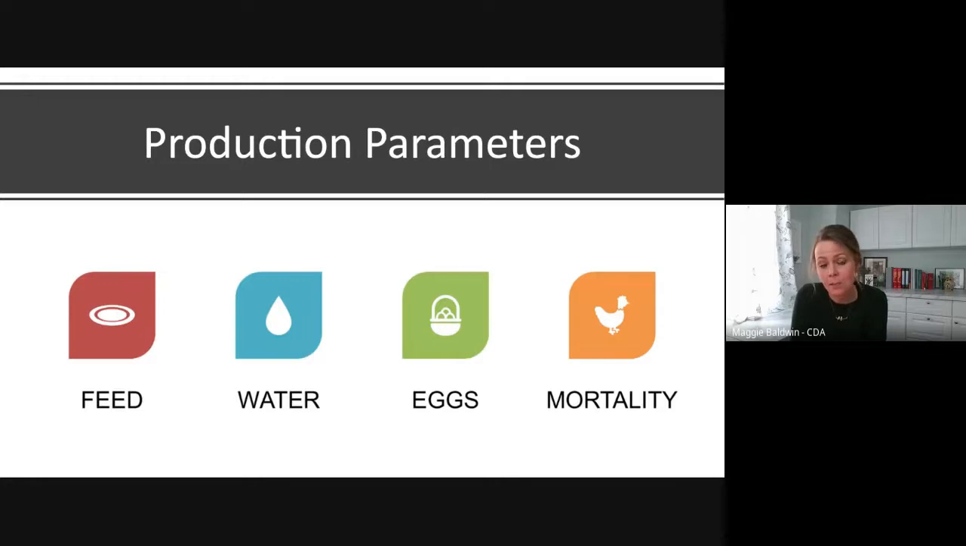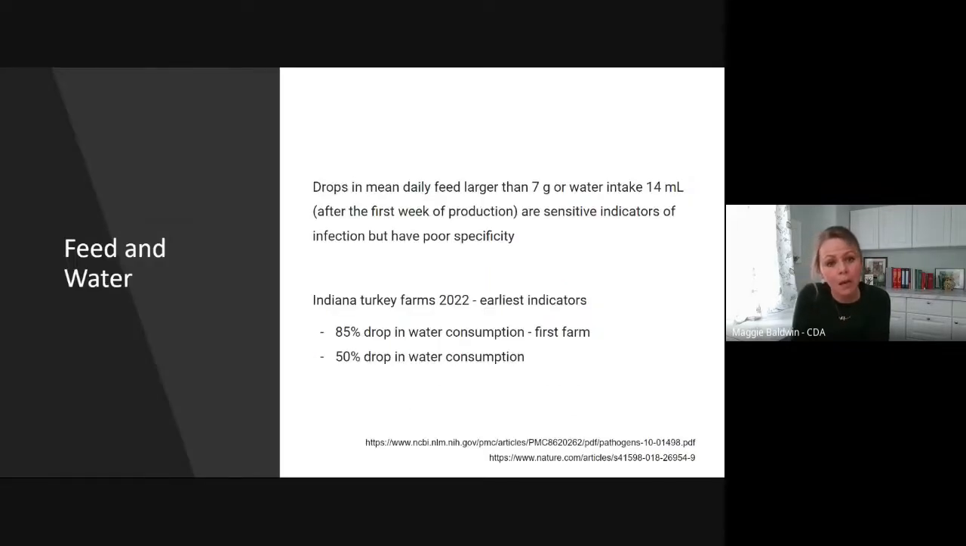So feed consumption, water consumption, egg production, and mortality. Those are all key indicators. And I really tried to look for USDA published data on what the trigger point is for each of these. There's a little bit, but there's not any really specific. So I did find some new primary literature articles that have been posted over the last few years that have some key indicators. So feed and water consumption, here's a few.